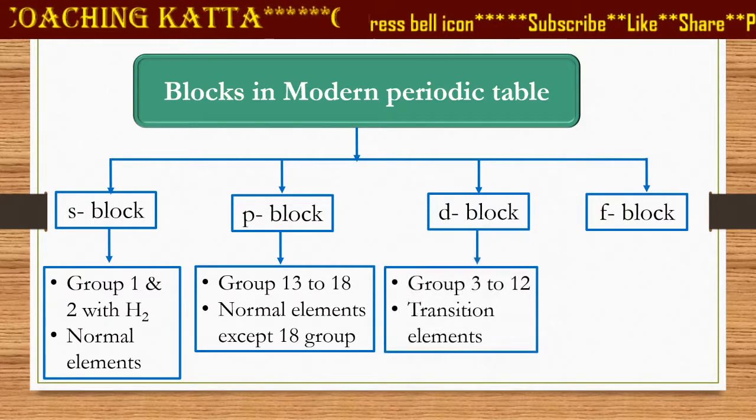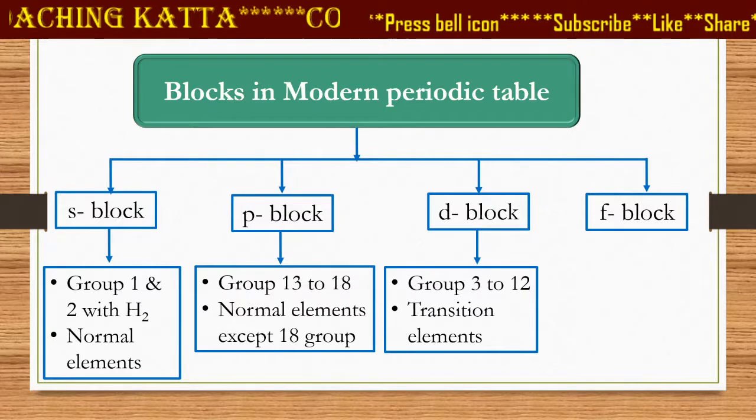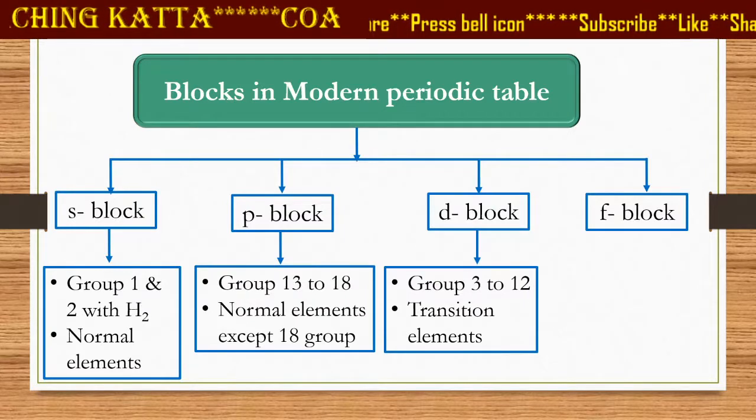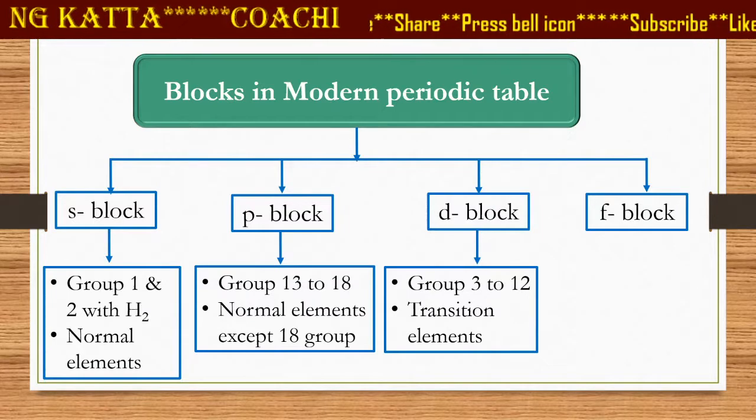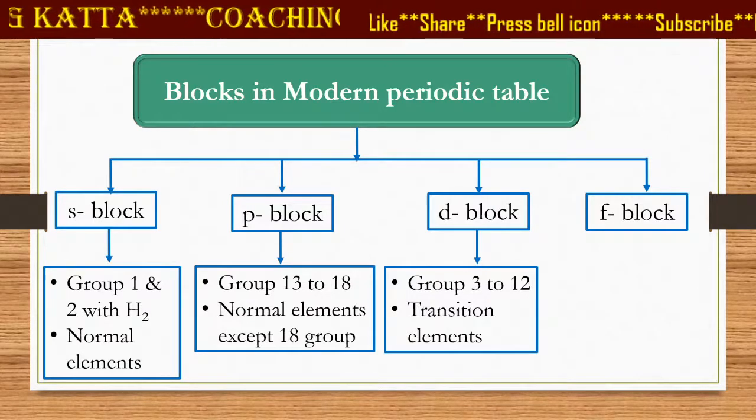D block contains group number 3 to 12. The elements are called transition elements. All these elements are metals.